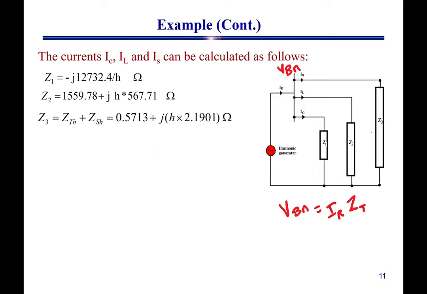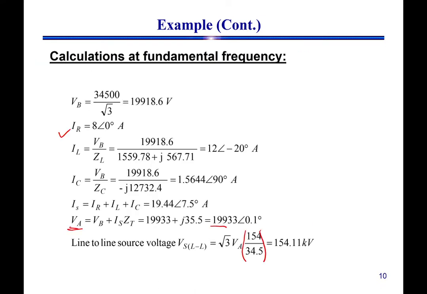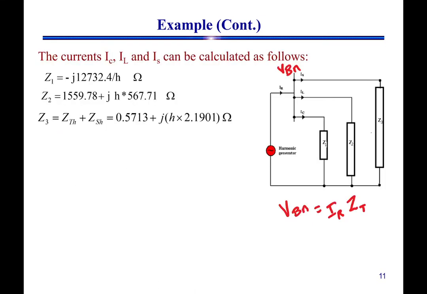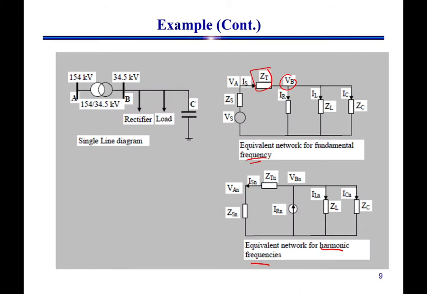Now we need to do the same calculation, but now using the harmonic frequency. So we need again to find ICN, ILN, which is given of course, and ISN, but now at the harmonic frequency. So we're going to start with the fifth harmonic.